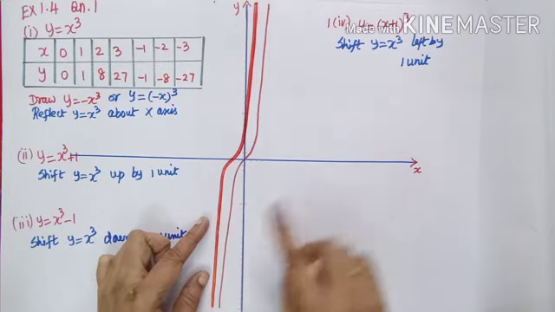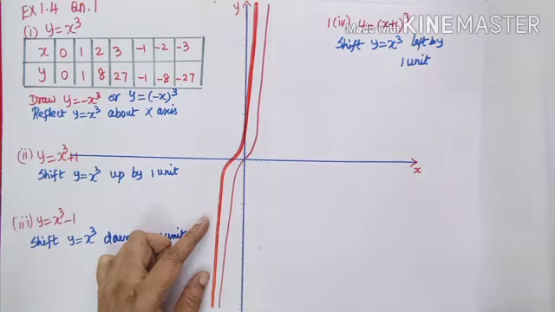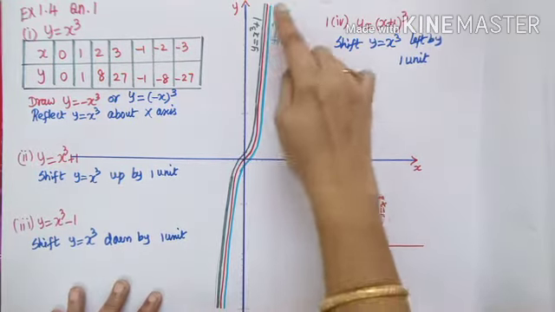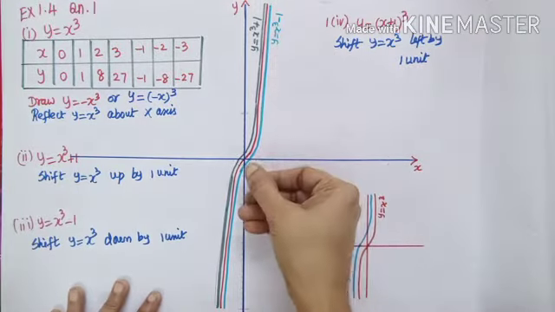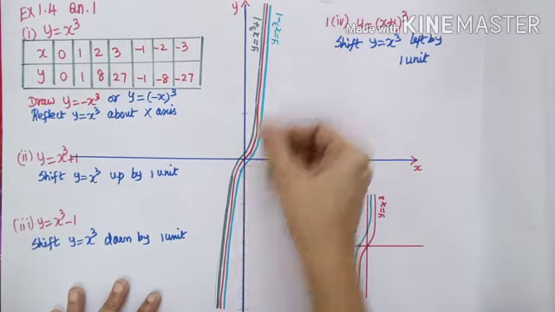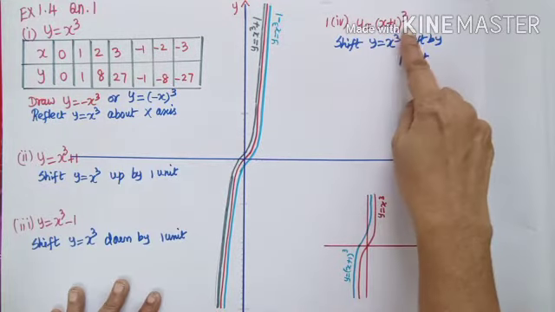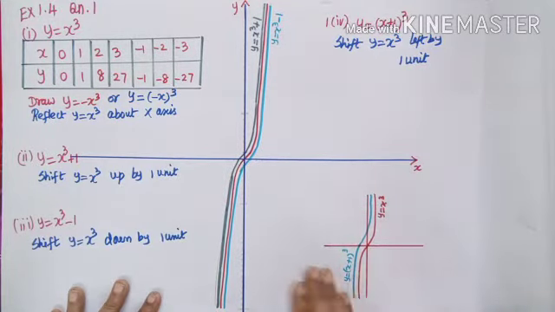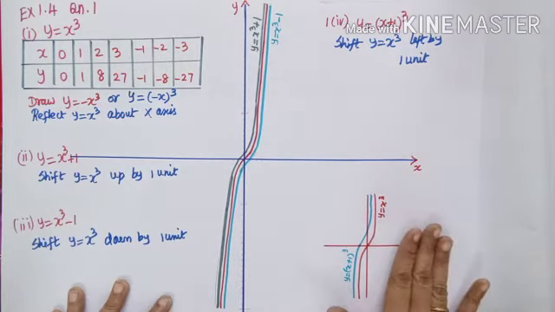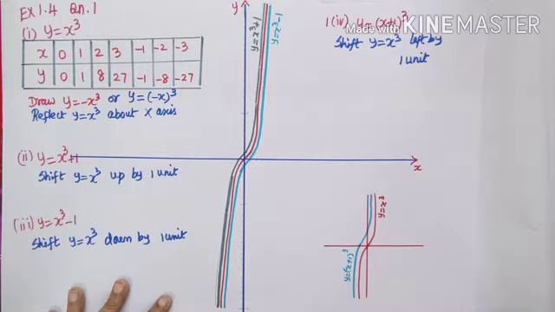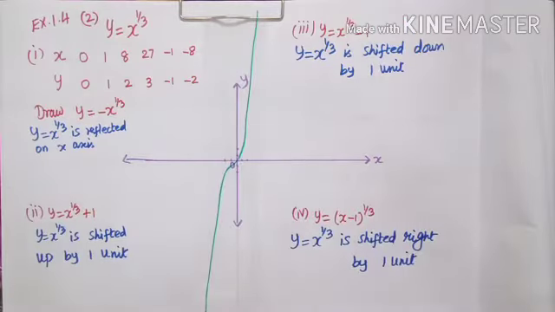Let us draw it all in various colors to identify. We have drawn all the curves together. X cube minus 1 comes down by 1 unit. X cube plus 1 goes up by 1 unit. X plus 1 the whole cube shifts to the left by 1 unit. And these are done by reflection and translation.